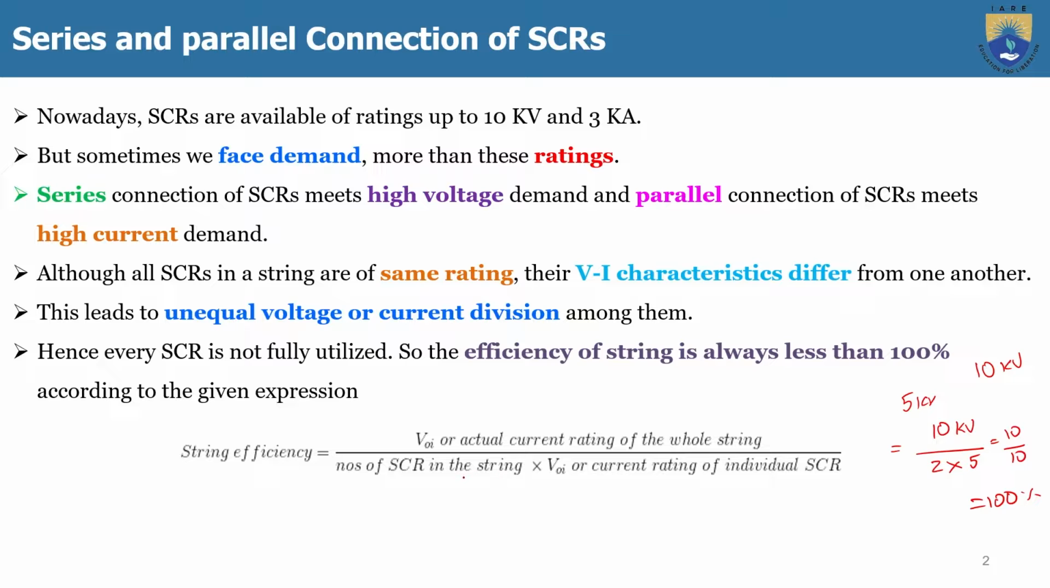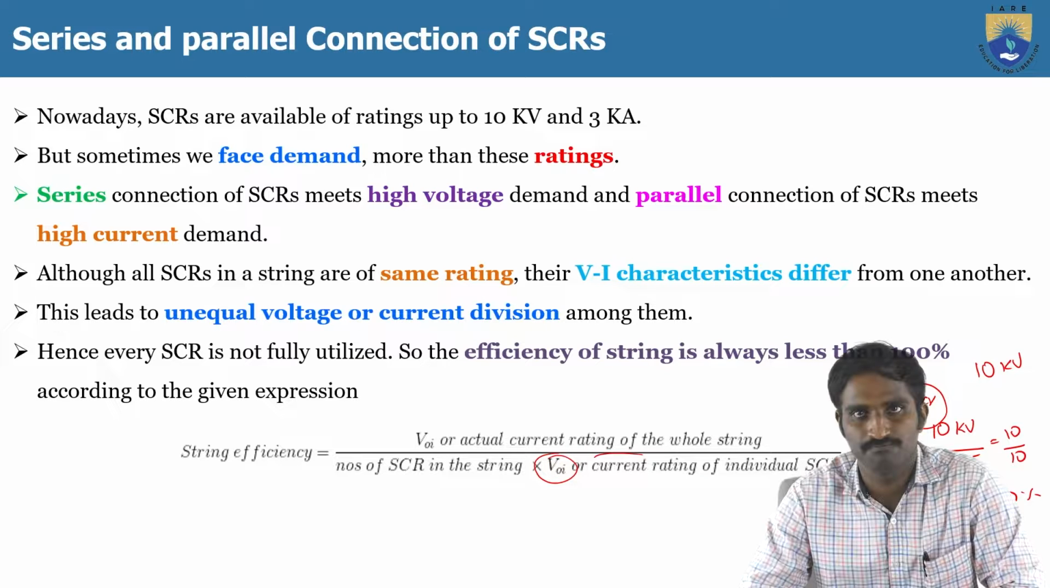Here the voltage rating of an individual SCR is 5 kV, which means the SCR is fully utilized. That's why the string efficiency is 100.